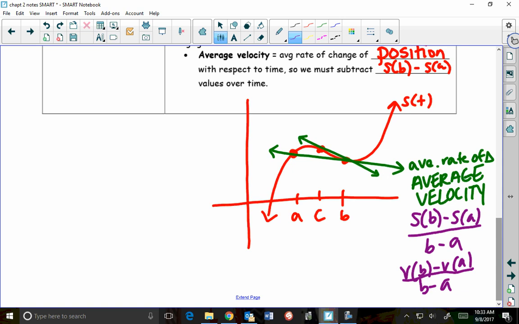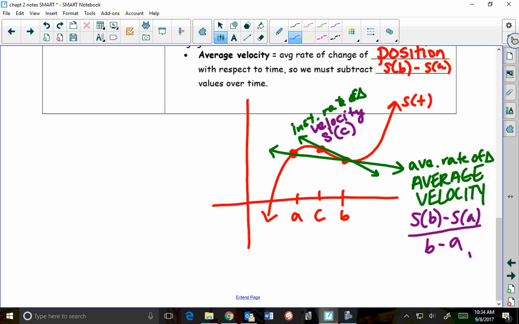Okay? Average velocity does not involve a velocity function. Average velocity is change in position over change in time. Now, instantaneous rate of change is what we were just seeing. So this was our instantaneous rate of change. But now we're going to call this our instantaneous what? Velocity, which is redundant, so we just call it the velocity. And we do that by finding S prime of c, which is equivalent to V of c.